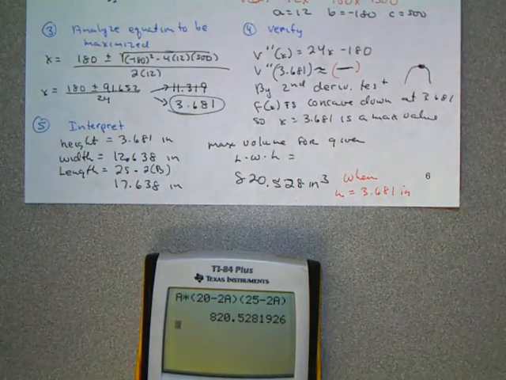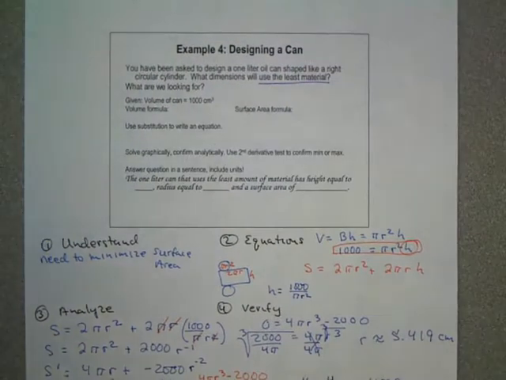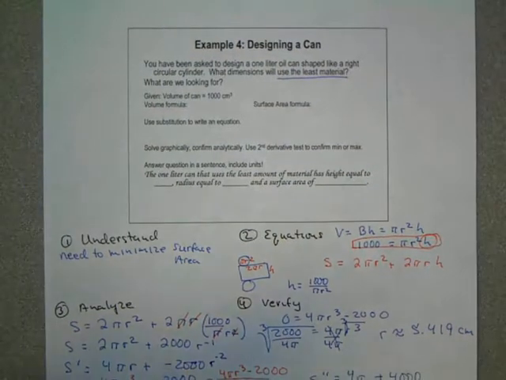And we could do it all without benefit of the calculator, but I wanted you to see it back and forth with us. Now, if we're going to design a can, same process, but a little bit different, because we have a different situation. You've been asked to design a 1-liter oil can shaped like a right circular cylinder. What dimensions will use the least amount of material?